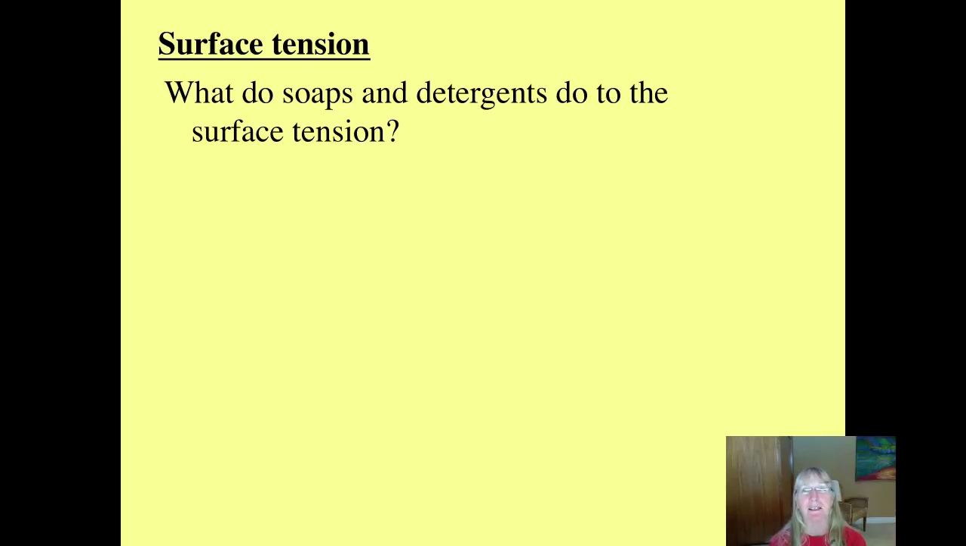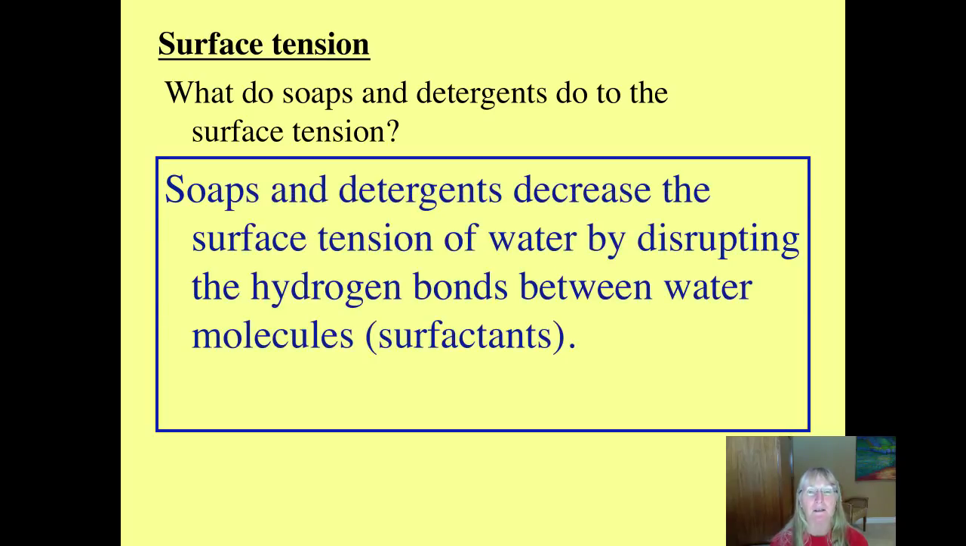Surface tension can be seen when you use a soap or a detergent to wash dirt off of clothing or off of dirty dishes. Soaps and detergents decrease surface tension, and the way they work is they disrupt the hydrogen bonds that are between water molecules. Now, they're called a surfactant because they act on the surface. That's where the name comes from. But the way they work is they'll allow the water molecules to get farther away from each other by breaking down the attraction between the two water molecules, the hydrogen bonds.